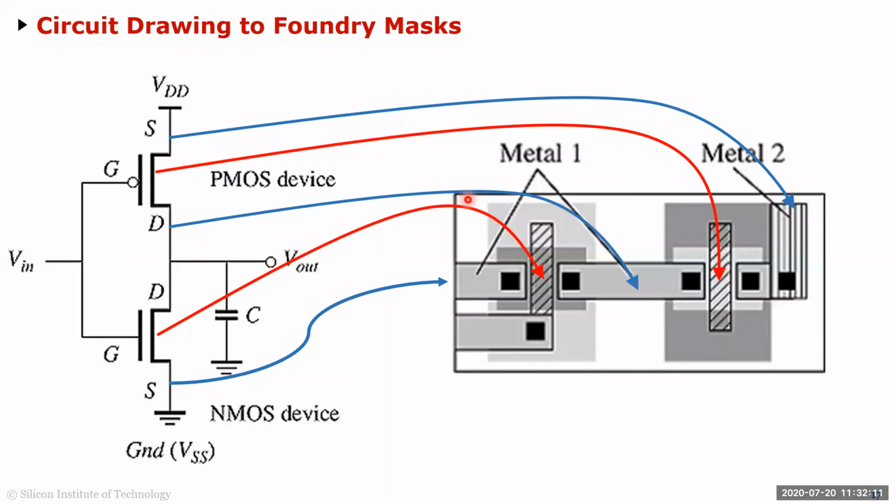And these actually represent each of these devices. For example, this is representing your NMOS. These 2 connections, metal connections, are basically representing this short here.